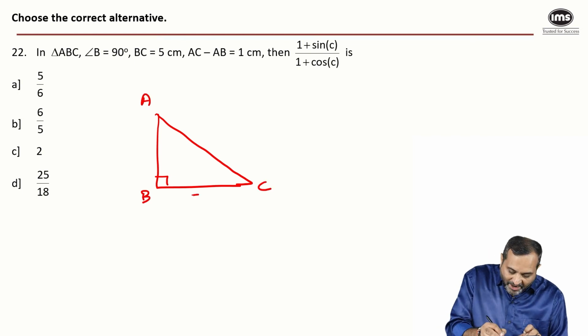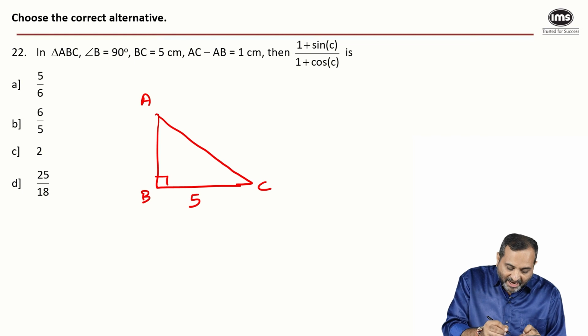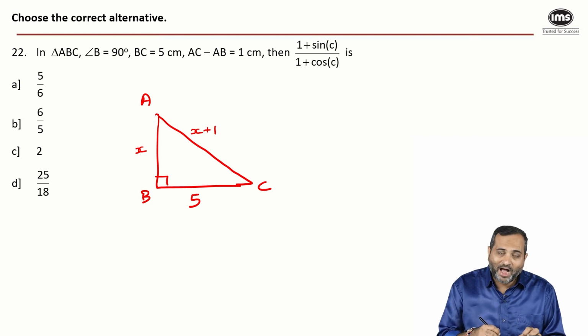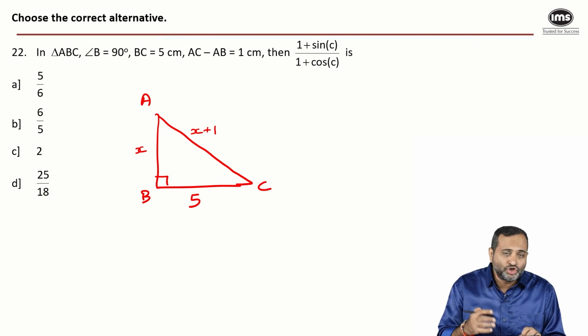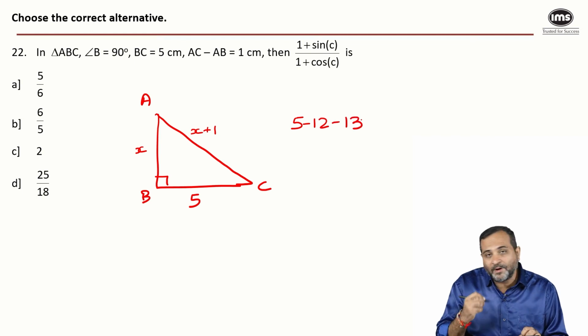BC is equal to 5 and AC minus AB is equal to 1 unit. That means, can I say that if AB is X, AC has to be X plus 1? Okay, now either I can form a quadratic equation and get the value of X. However, we should remember some Pythagoras triplets. And if you know Pythagoras triplets, can I say 5, 12, 13 is a triplet?